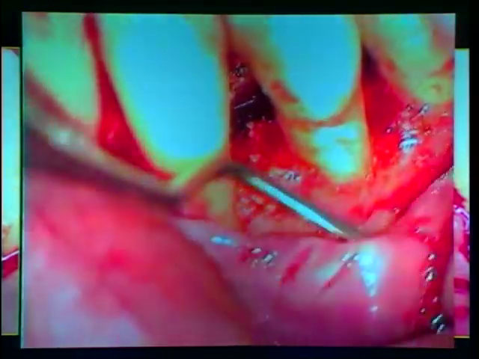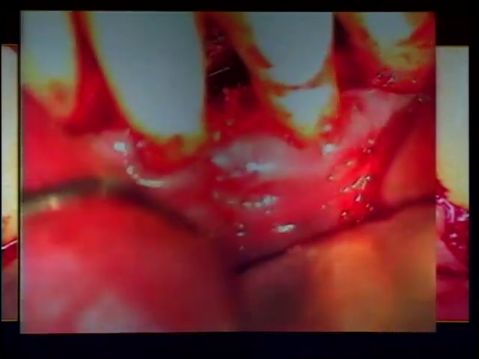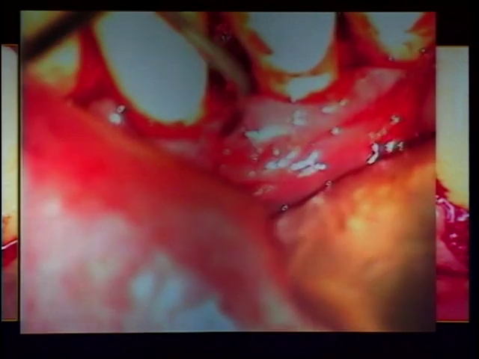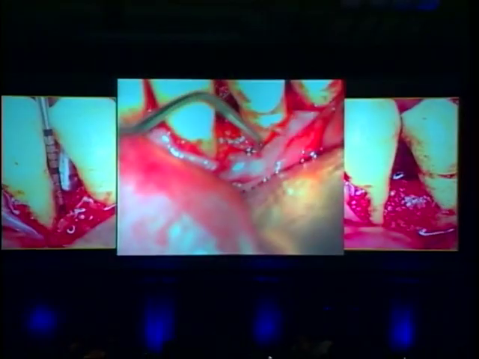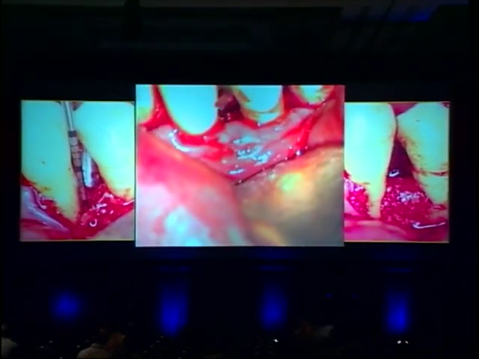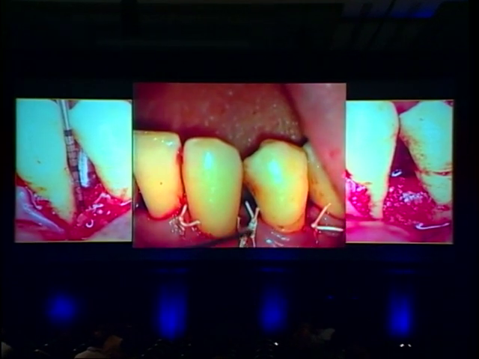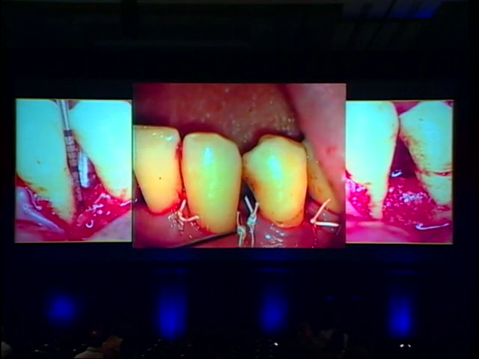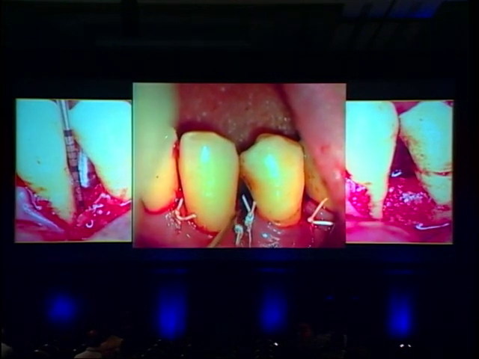And then we just clean things up. We're going to close the flap. And then placing some of the vehicle on the soft tissue after flap closure.